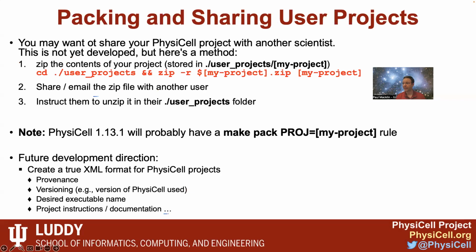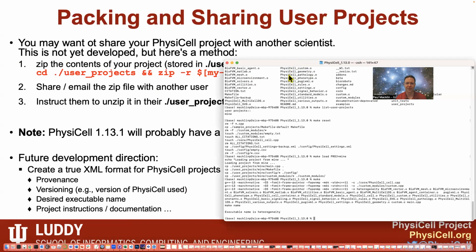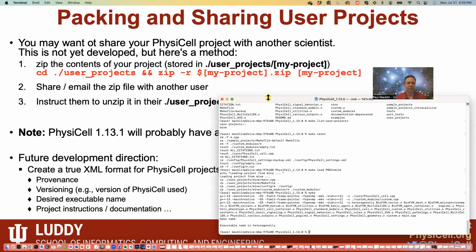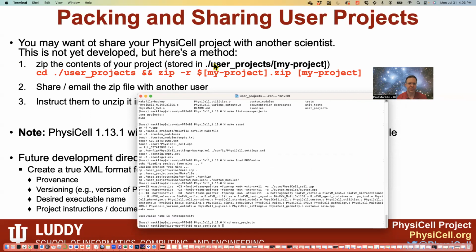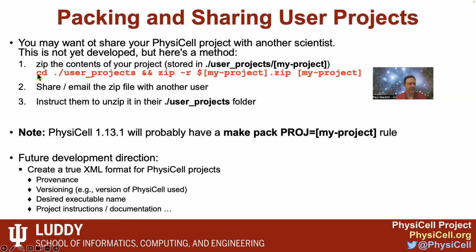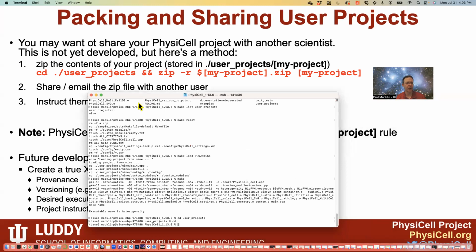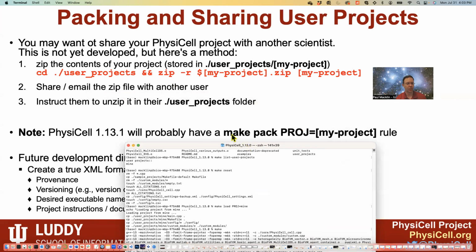One last thing here is you may want to share this project with other people, which is kind of the goal of modeling and doing science, right? We don't just do it for our own fun, although we're having fun. We also want to share it with other scientists. So one thing you can do is go into this user projects directory and zip all these files into a single zip file. Now, I think this is so important that in a future release of PhysiCell, and probably by the time you arrive at the workshop, we're going to build in a make file rule called make pack to help you to do this.